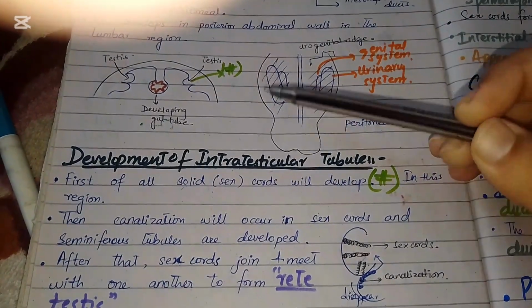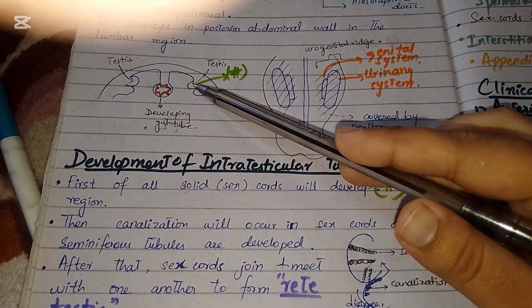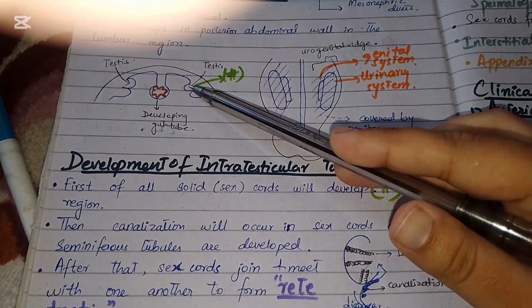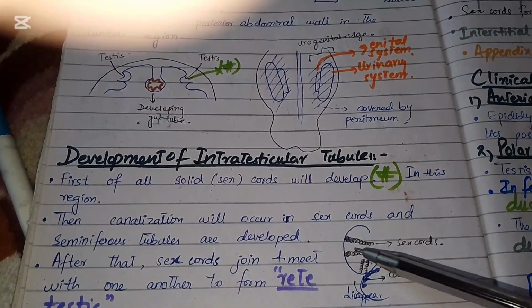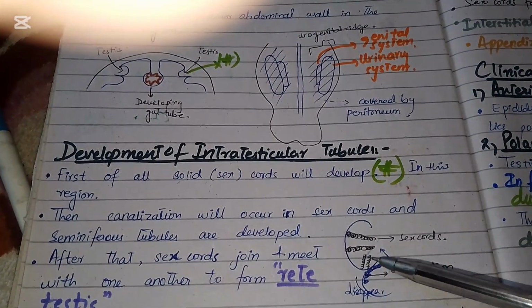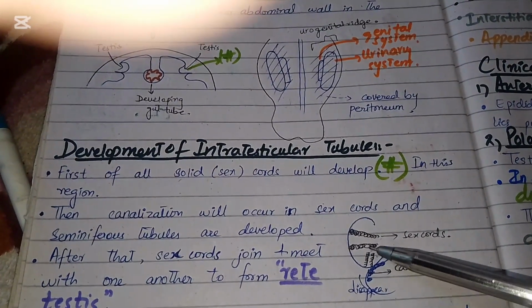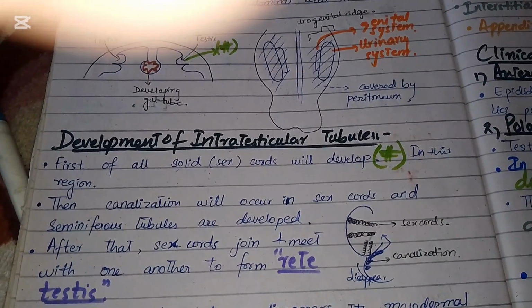First of all, the solid sex cords will appear in this region, in these swellings, which will give rise to the seminiferous tubules. You can see that the solid sex cords developed, and then canalization occurs in these sex cords, which will form the seminiferous tubules. Then these sex cords meet with one another and they form the rete testis.